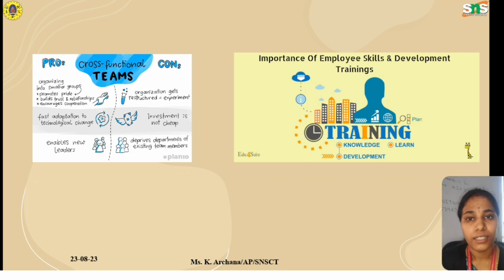Then comes development and training. Only skilled and developed employees can do proper organizing, right? Only with proper planning and development, with proper training, can we know whether this part can be done by this person, or whether a proper way of going can take place, etc.